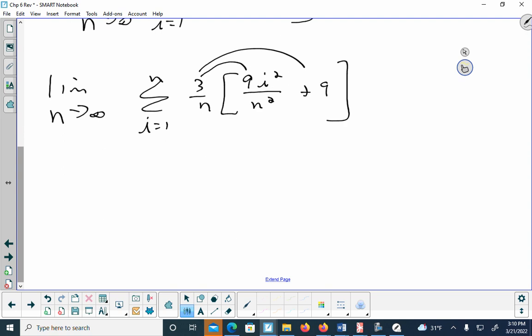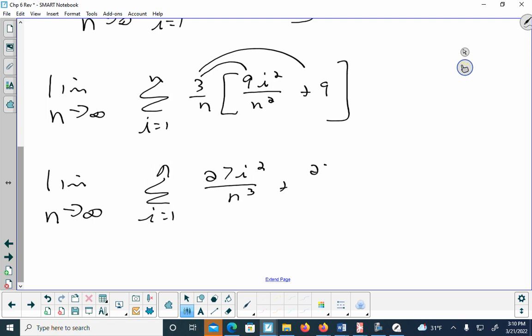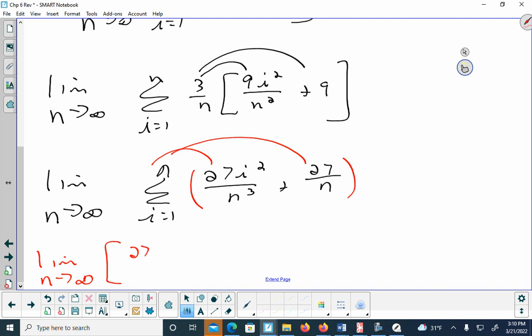Now I'm going to go ahead and distribute this 3 over n. So I'm going to take the limit as n approaches infinity. And when I do that, I'm going to have 27i squared over n cubed plus 27 over n. Now I'm ready to separate term by term for the limits. So this is where I am going to take the summation for both of them. Anything that does not have an i, I'm going to pull out in front. So the limit as n approaches infinity, 27 over n cubed I'm pulling out in front, and we have the sum from i equals 1 to n of i squared plus 27 over n. I'm just going to throw a 1 there to hold that space.